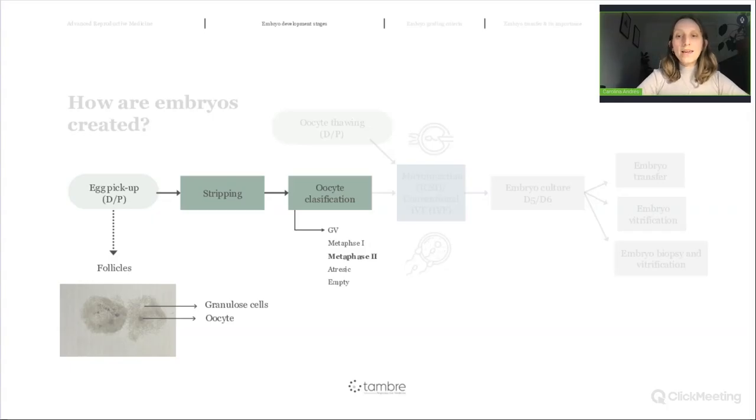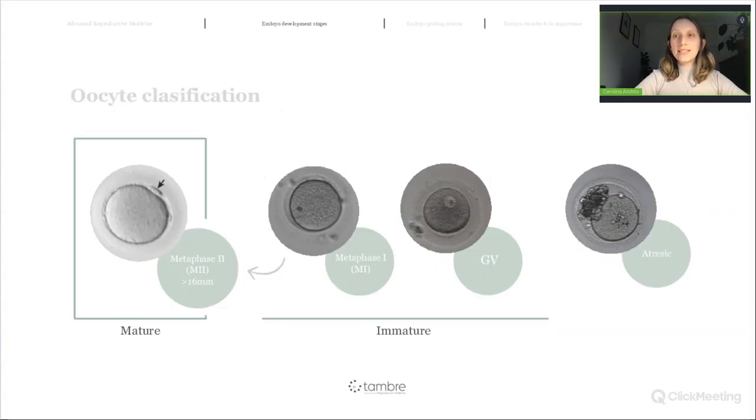So why is the maturity state important? Because it tells us whether the oocyte is ready to be fertilized. Oocytes found in metaphase 2 are the ones that can be microinjected and are ready, and they are marked by this polar body that you can see with the arrow.